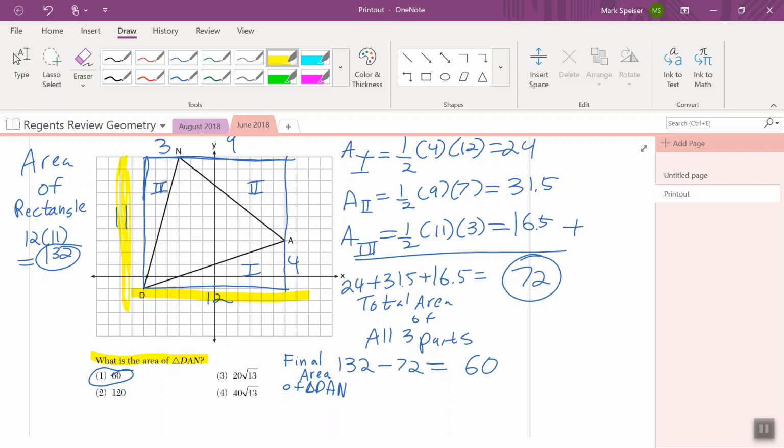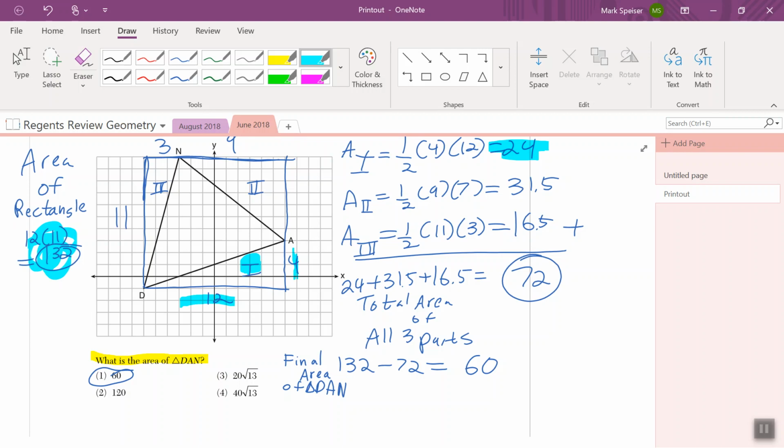And you get 132. Let's undo the highlighting for a second and highlight back the area of the rectangle, so we're going to need that. Then you find the area of each triangle separately. This one, labeled as triangle 1, is 12 by 4, which is 24, because half of 4 is 2. 2 times 12 is 24, because the area of a triangle is half the base times the height.